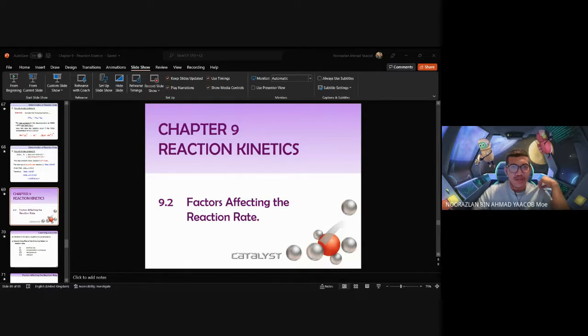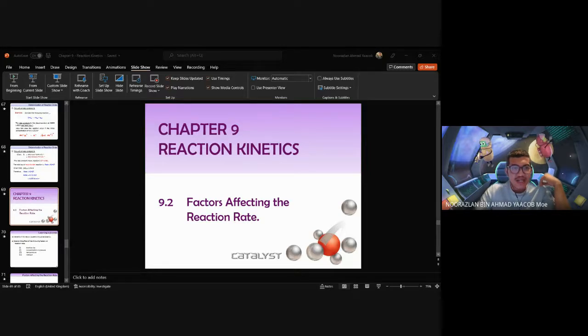So learning objective, at the end of this part, you should be able to explain the effect of the following factors on reaction rate. The first one is concentration or pressure. The second one is temperature. The third one is particle size. And the last one is the presence of catalyst.